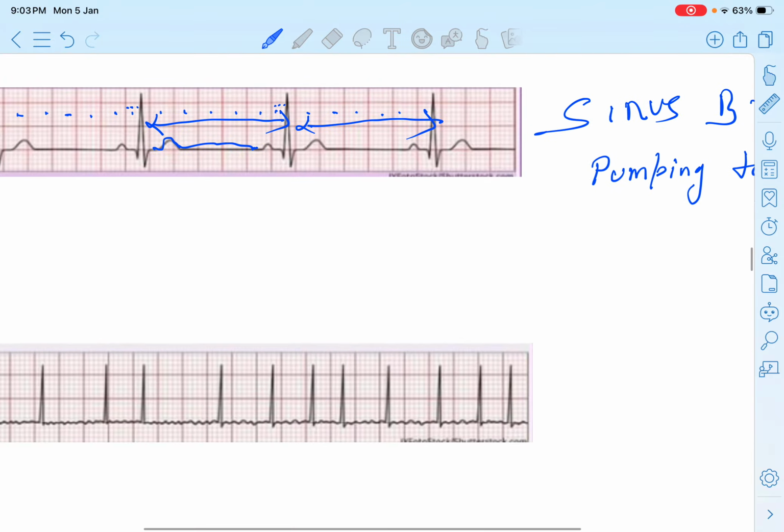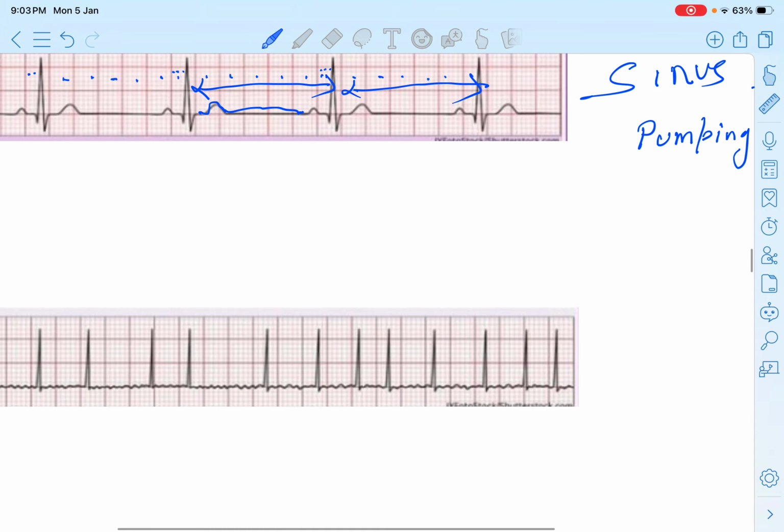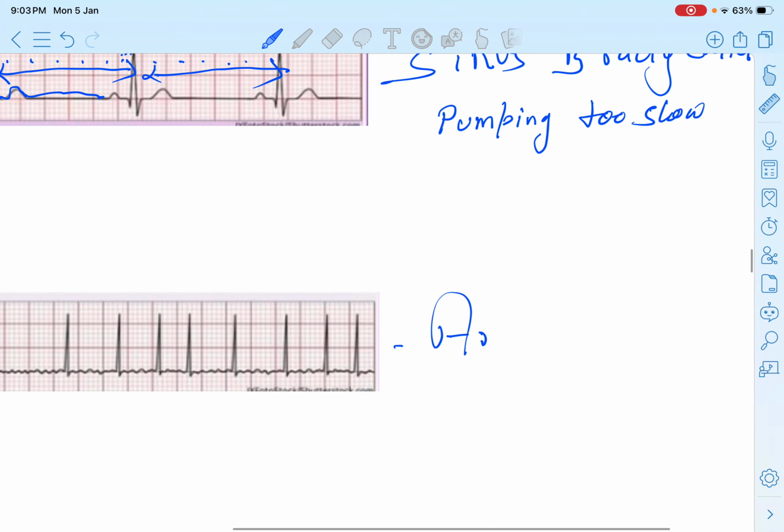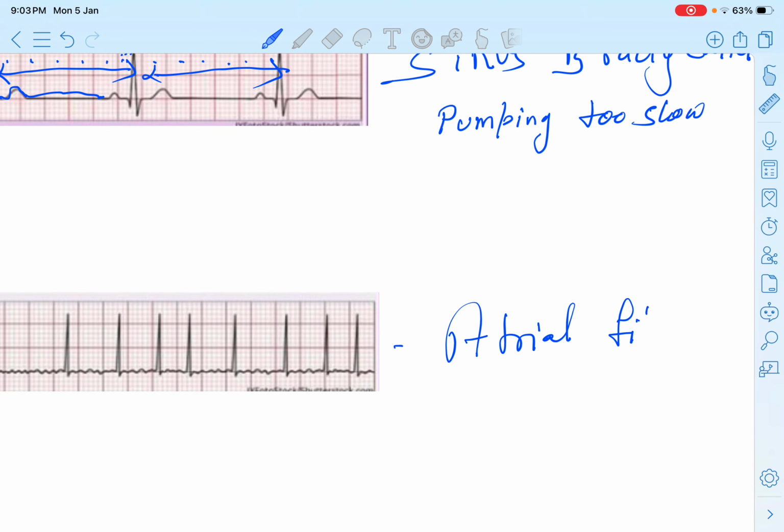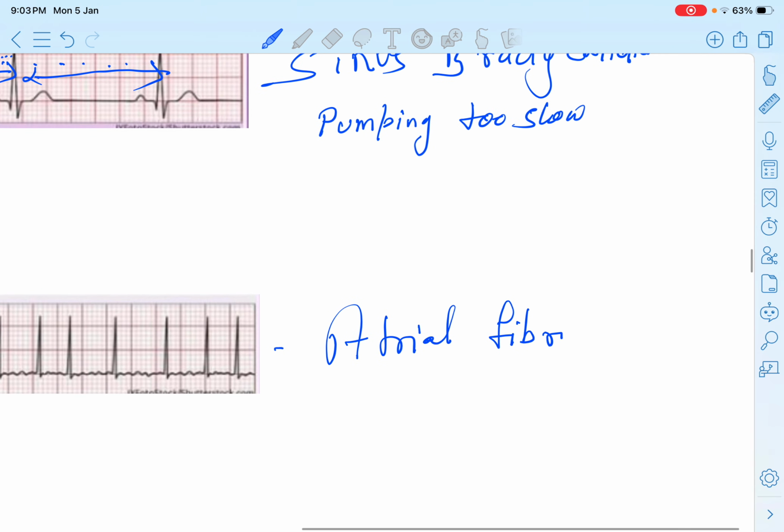Okay, what you notice here in this graph? Good. That is atrial fibrillation. Atria are quivering. Okay. Atrial fibrillation.